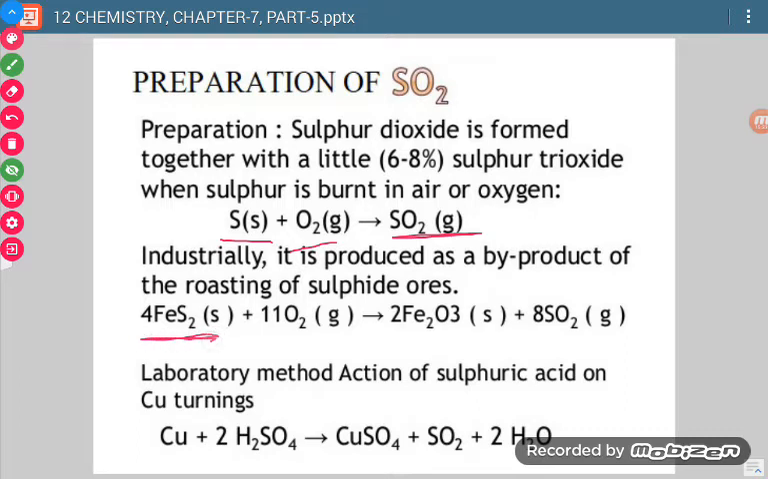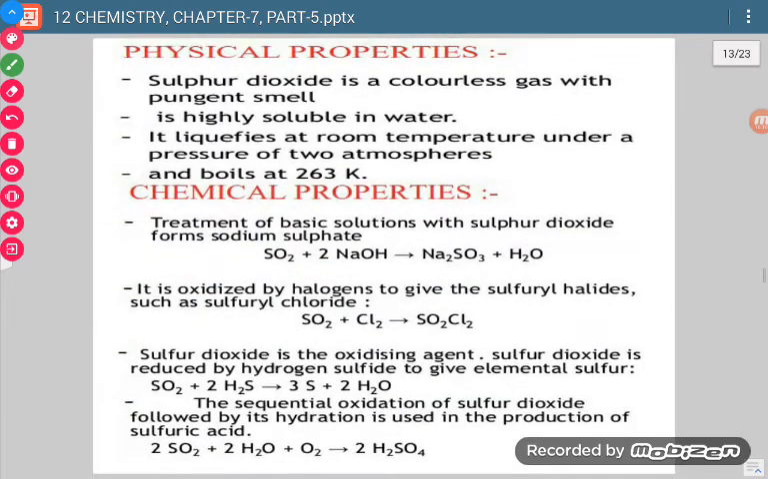Just like if we take iron pyrite, the sulfide ore of iron, then on combustion it will form ferric oxide Fe2O3, and sulfur dioxide will also be produced. If we have to prepare it in the lab, we will add copper filings or copper turnings to sulphuric acid, and this will result in the formation of sulfur dioxide gas. So sulfur dioxide is obtained simply by combustion of sulfur.